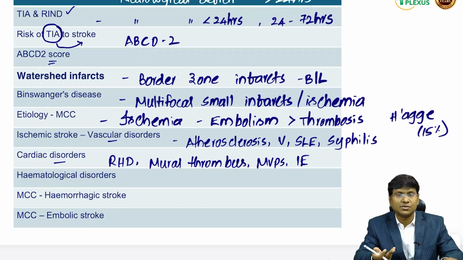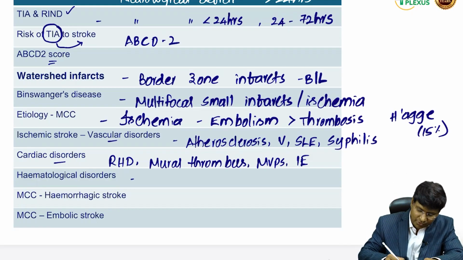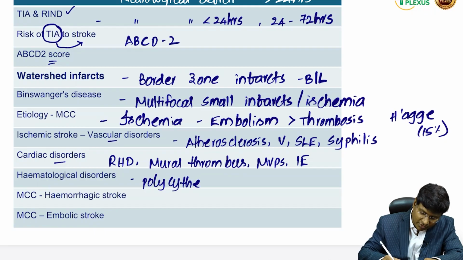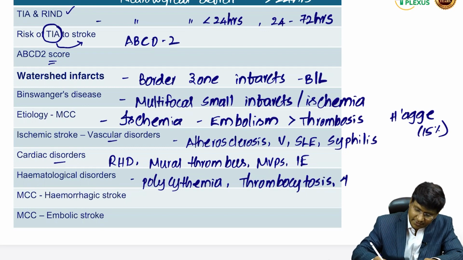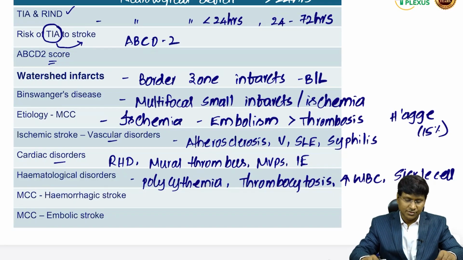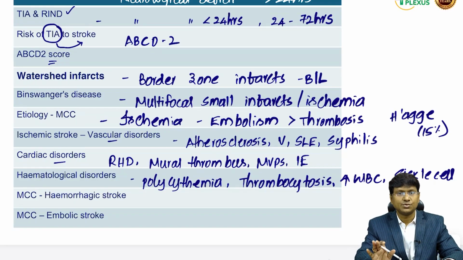Whereas the hematological disorders that can cause ischemic stroke include, very importantly, polycythemia, which can increase the viscosity of the blood causing stasis and thrombus formation. Similarly, thrombocytosis, where there is an increase in the platelet count. Then leukocytosis, an increase in the WBC count. And then sickle cell disease. So these are the hematological disorders that cause ischemic stroke.